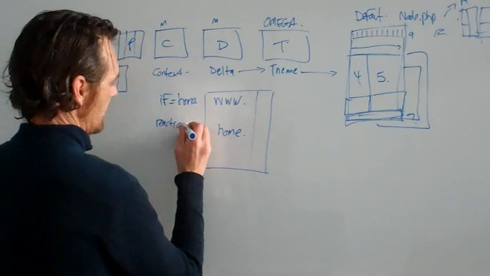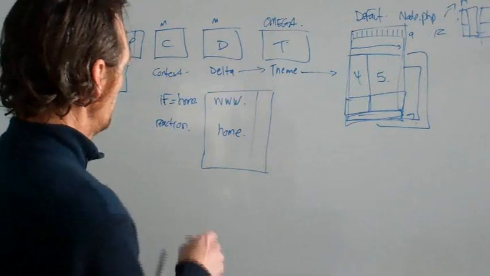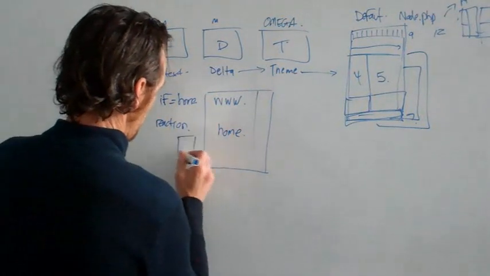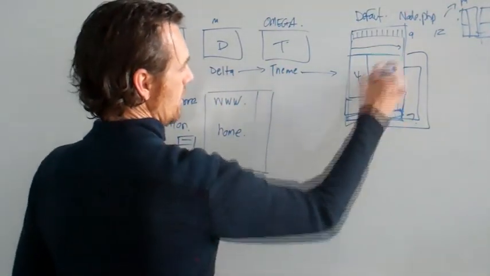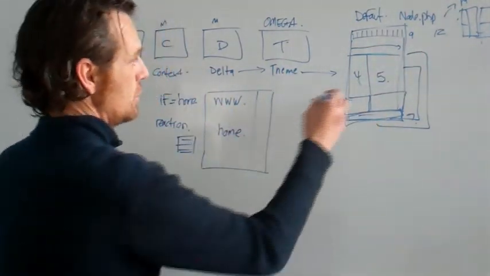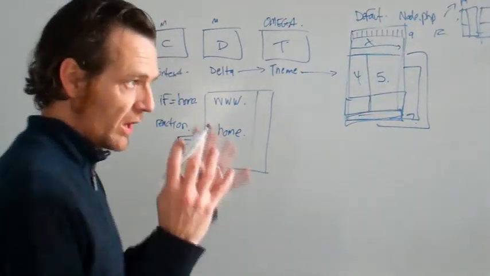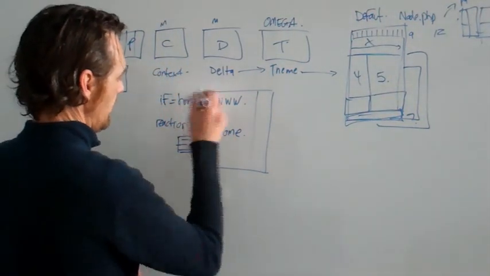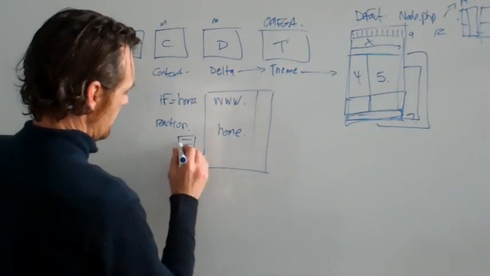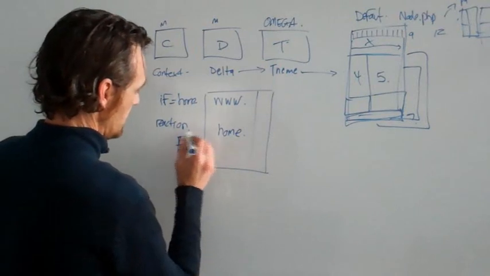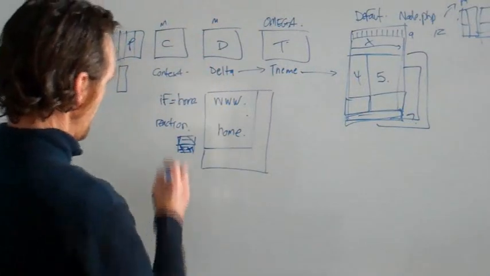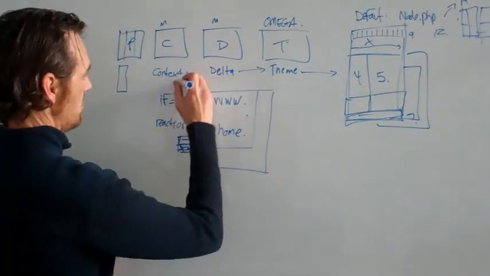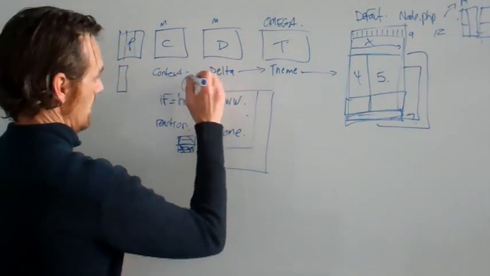So the reaction for the home page might be that we actually tell the delta to hide all of this stuff and actually just use one block at the top or one region at the top. And that's what we'll do. We'll say, if home page, the reaction is that get rid of all these other ones and just use this one. So now that's our home page. And that just gets saved as the context of the home page.